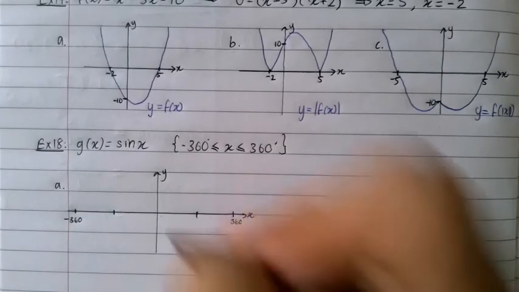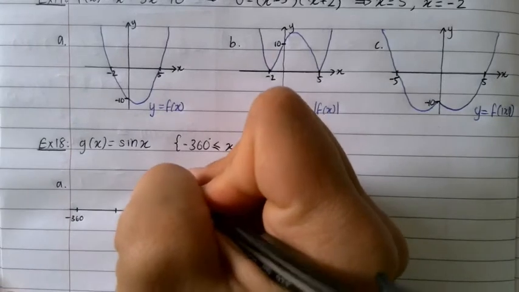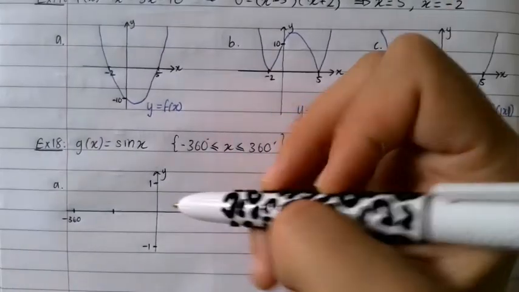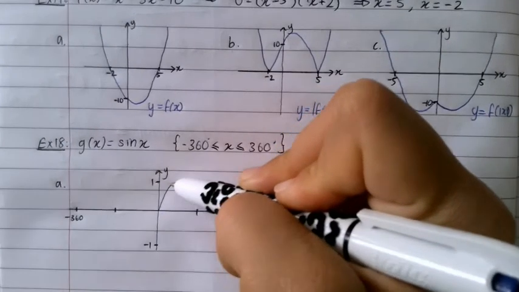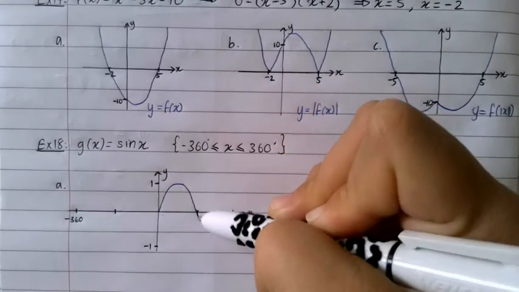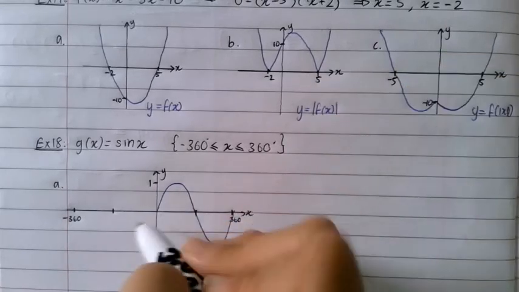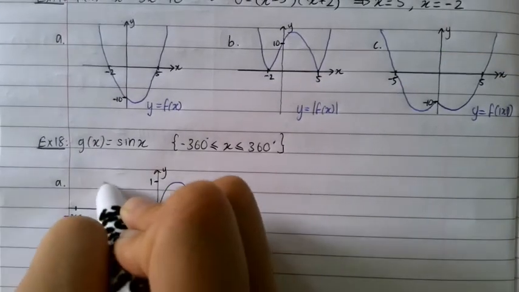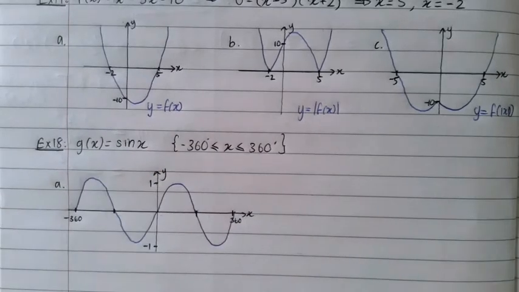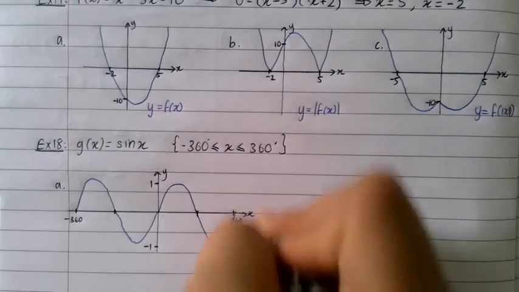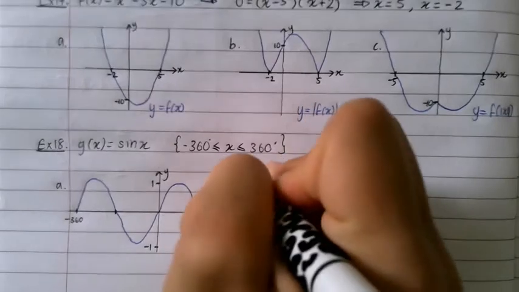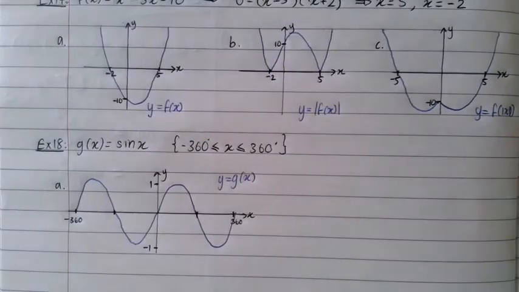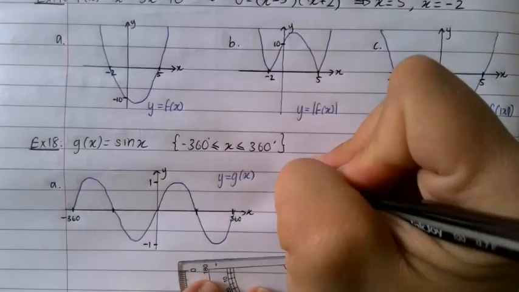And we know that our sine graph ranges between 1 and negative 1. So the sine graph starts off like this, and then there we go. So that's our y equals g of x. And part B wants us to draw y equals the modulus of g of x. So a new set of axes.